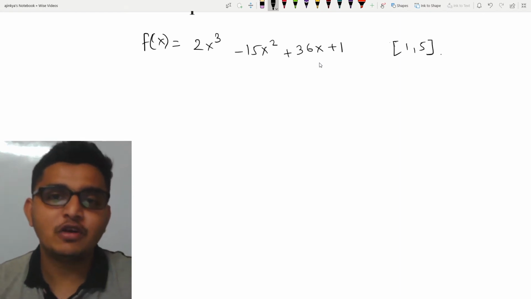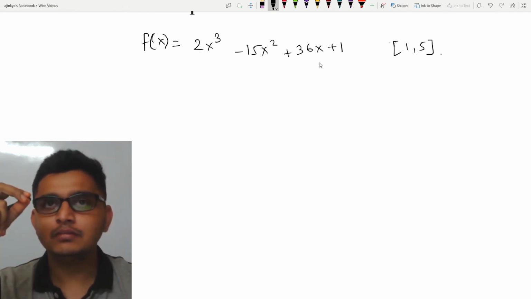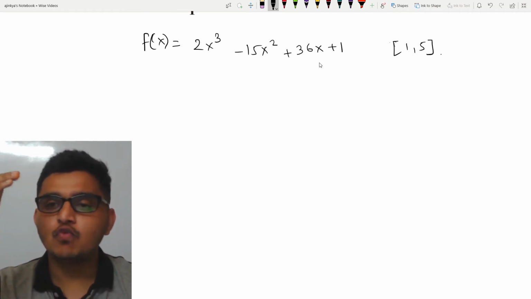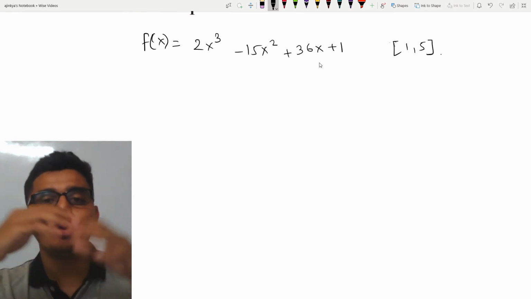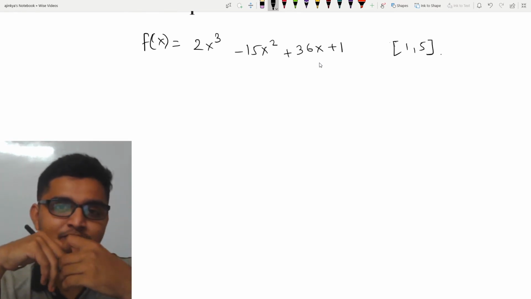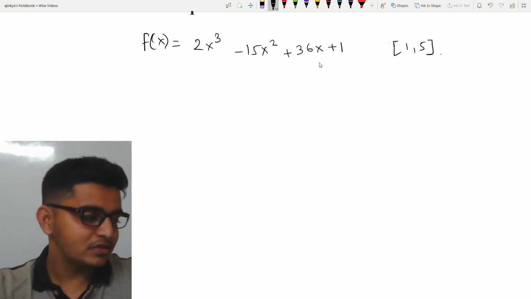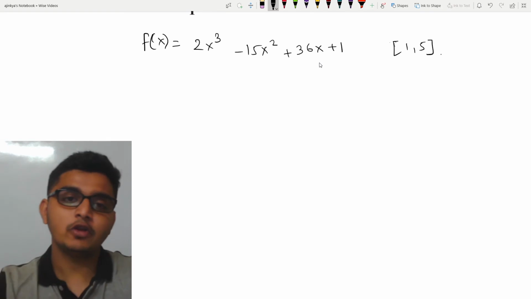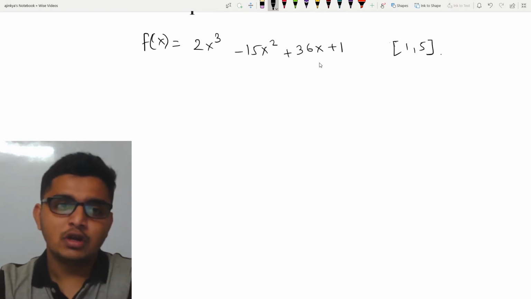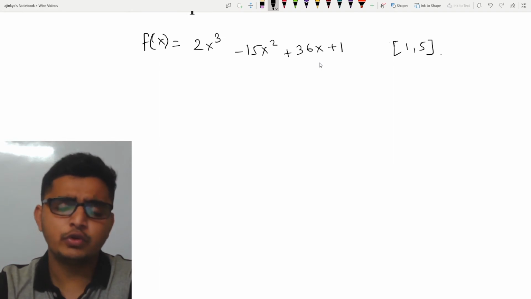Okay, so now we have a question over here, and it states that within the interval of 1 and 5 we need to find out what is the maximum value of this particular function f of x. And it states that you can do it by any method, so there's no restriction about that, but we are now going to see how we can apply our knowledge towards this.